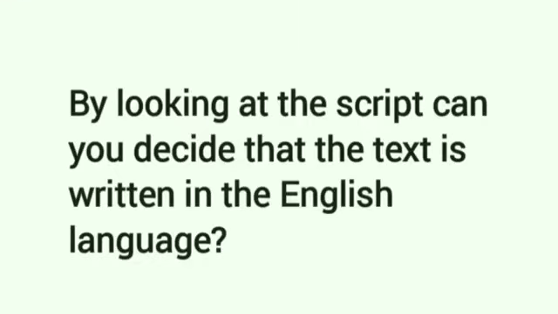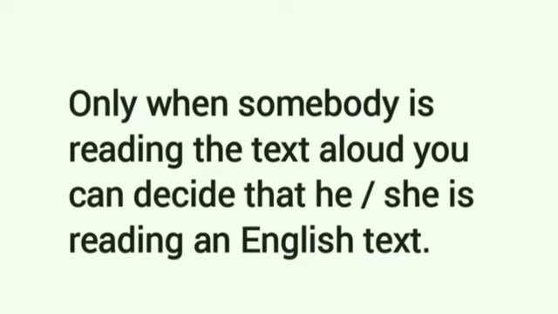By looking at the script, can you decide that this is the English language? Anybody? Not exactly, but when we read it, and if there is a meaning, read silently or read aloud. Loudly. Exactly. So this is the implication. Only when you listen to somebody reading the text, you can say, okay, he's reading an English text, because there is no one-to-one correspondence between language and the script.